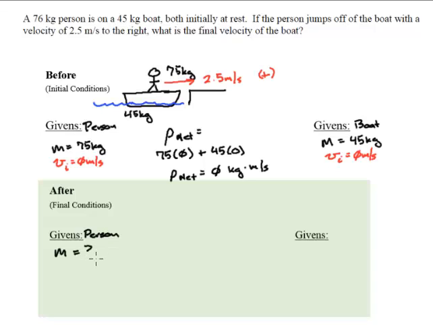So the conditions I have now are the mass of the person equals 75 kilograms. And now his velocity, final, is 2.5 meters per second. And I'm going to call that a positive direction. The stuff that I know for the boat, though, tells me I still know the mass is 45 kilograms, but I don't know what its velocity is.